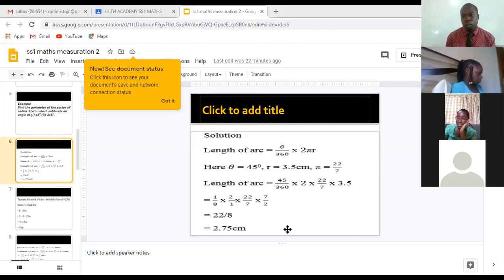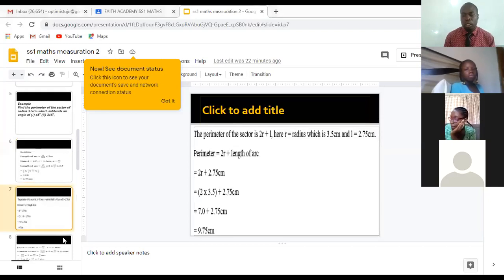So that's what I said. I know you are correct. Is that okay? Clap for yourself. You are correct. I don't want to say that so that others will not copy your own. So that is the answer on the slide. 2r plus L, and we have 7 plus 2.75 centimeters. And the final answer will be 9.75 centimeters. Now you have to put that centimeter, you need to put your units. Is that okay?